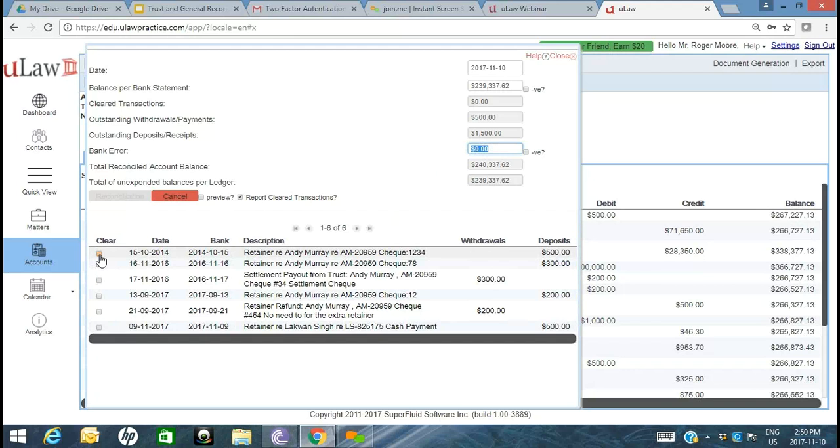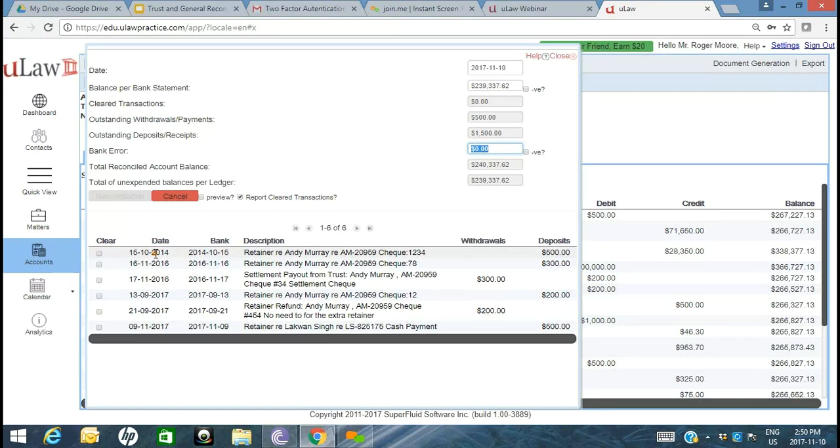You put in the date, you put in the balance as per the bank. So you basically have to open up your TD, RBC, or any other bank's online account. Keep them side by side, look at the bank balance, and enter that.